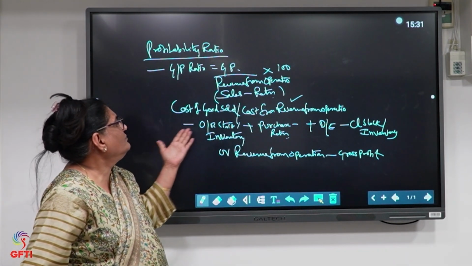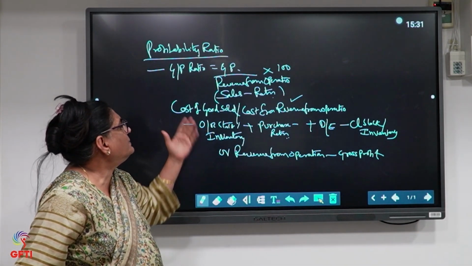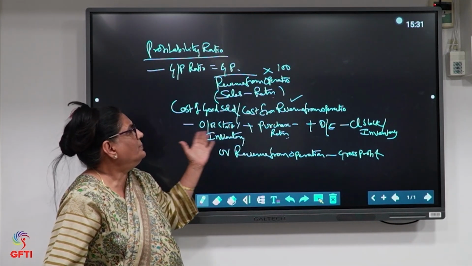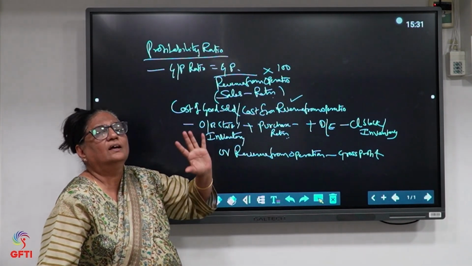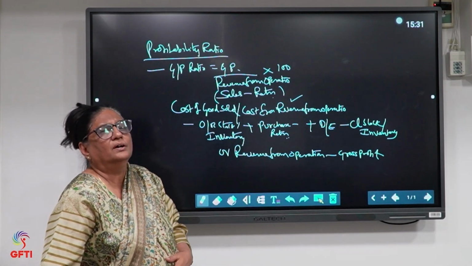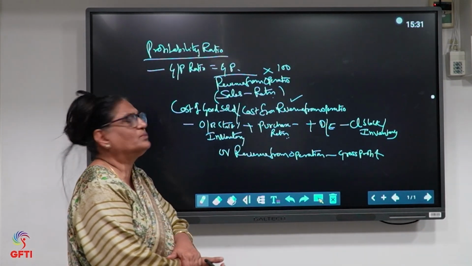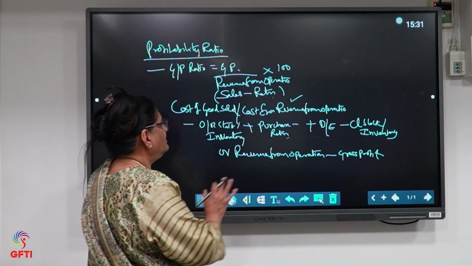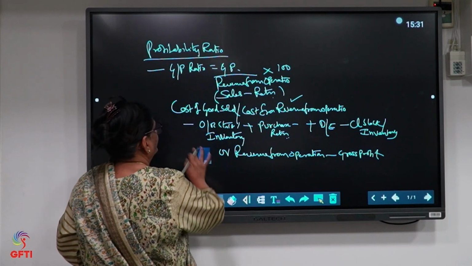If they don't give you cost of revenue from operation, that is cost of goods sold, and don't give you purchases, opening stock and all, you will know that revenue from operation minus gross profit will give you the cost of revenue from operation. Clear? Yes, this ratio is clear for you.